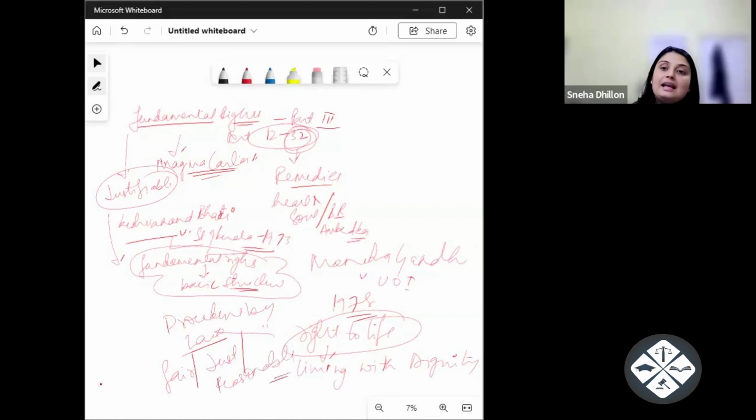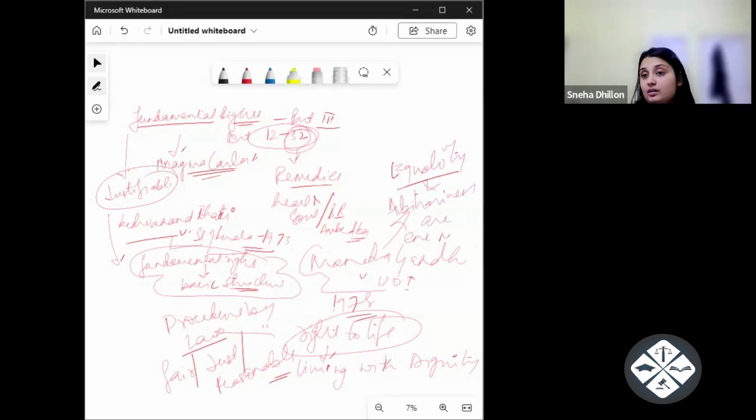Okay, and one more thing said in Maneka Gandhi was that arbitrariness and equality, arbitrariness and reasonableness, are enemies. Okay, they cannot go together. If something is arbitrary, it will never try to maintain equality, or it will never aim to provide for justice in society. So equality and arbitrariness are enemies, rather they are sworn enemies. Okay, and they cannot go hand in hand.